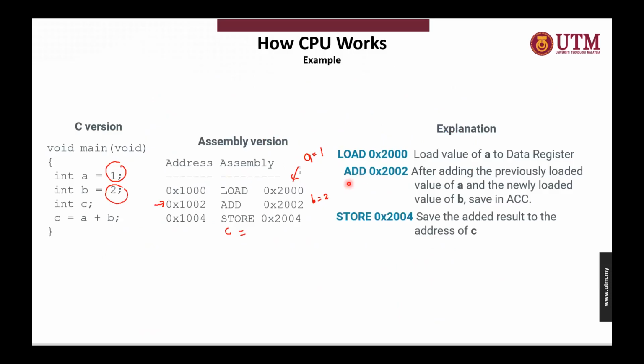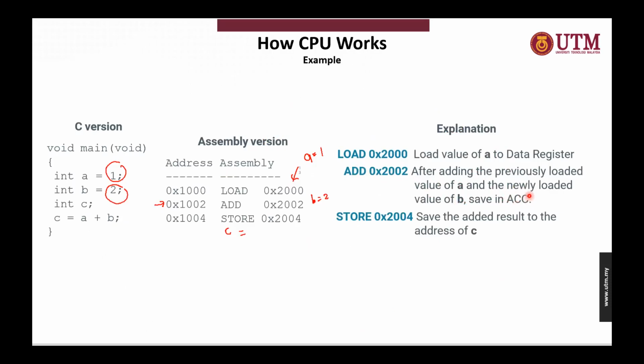Okay, next we have the ADD 0X2002. So what happened here is, after we load the A, we're going to load the B. And next, add them together, and the result will be stored in the ACC. What is an ACC? Accumulator.